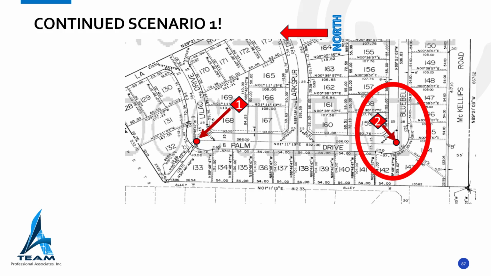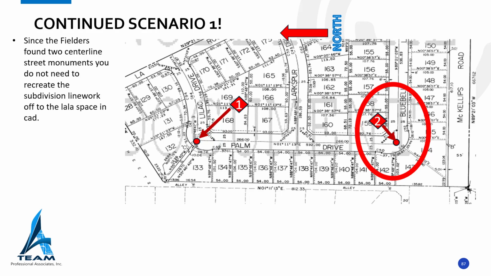All right, so since the fielders found 2 centerline monuments, you do not need to recreate the subdivision line work off to the LA space in CAD. I'm going to just diverge a little bit here. What does LA space mean?